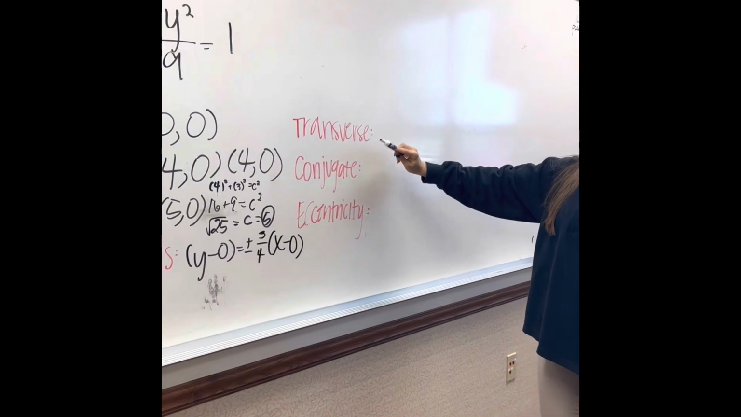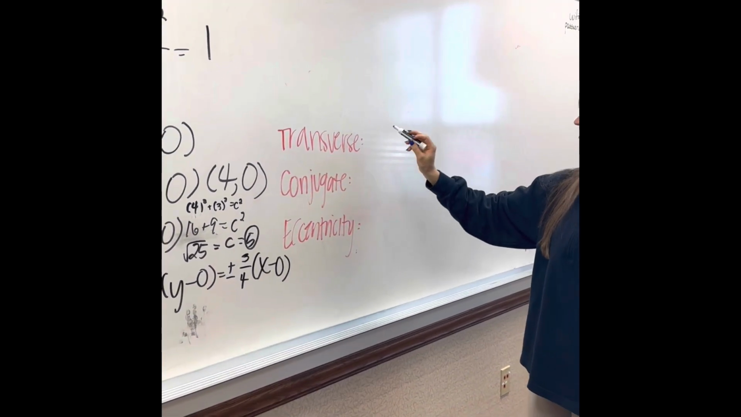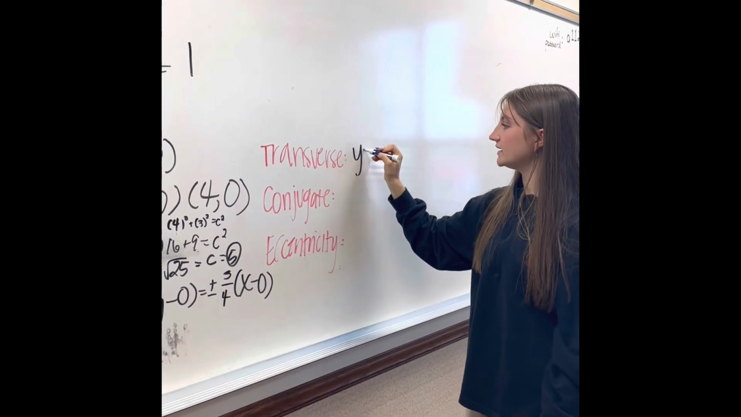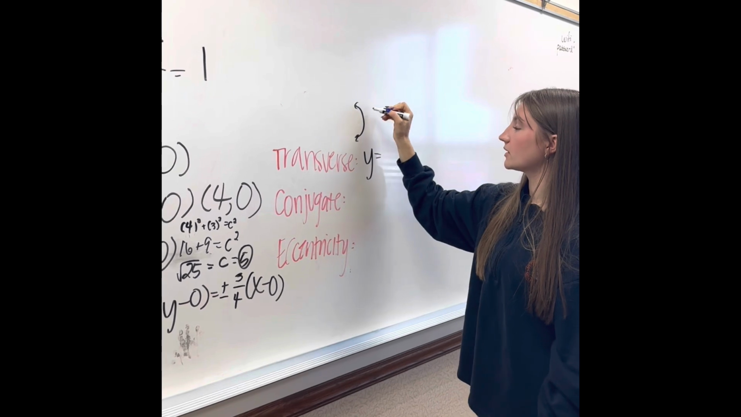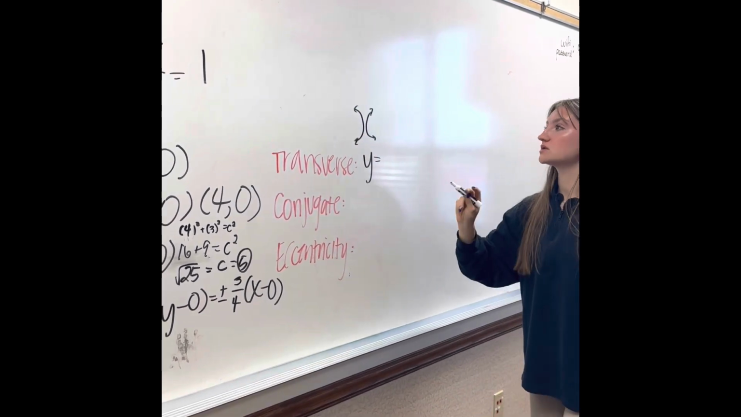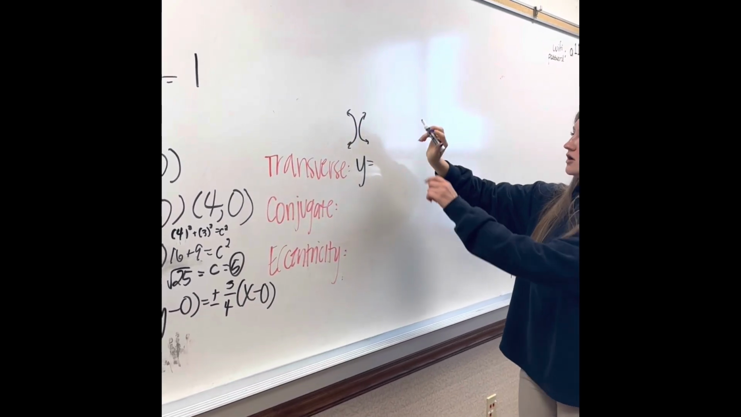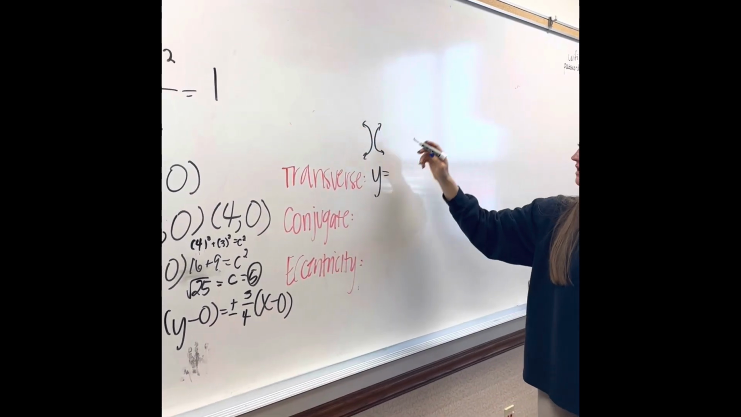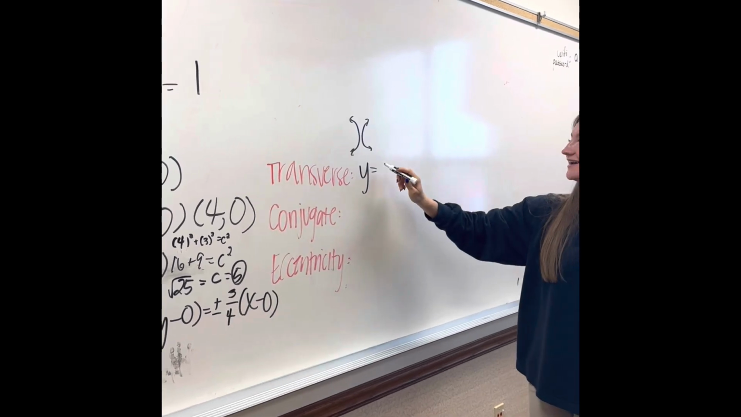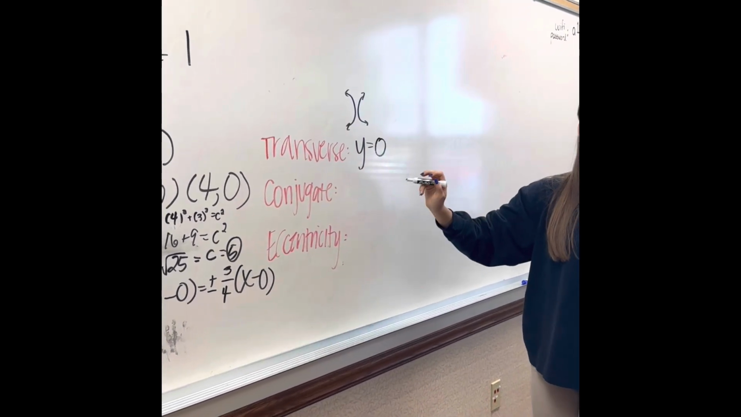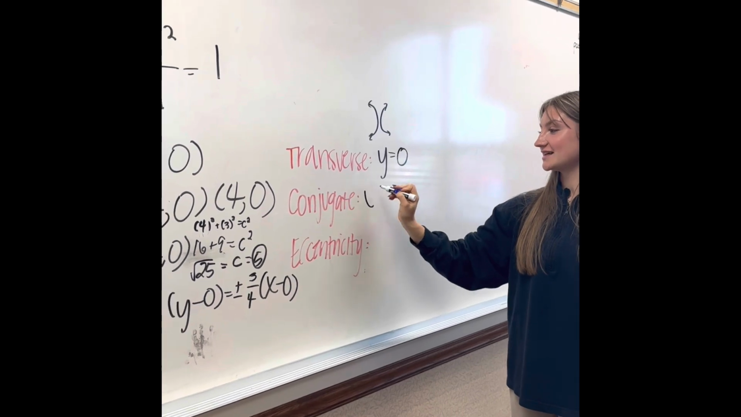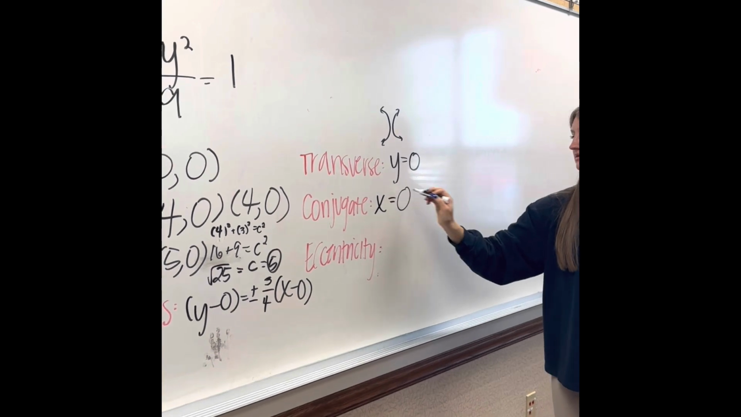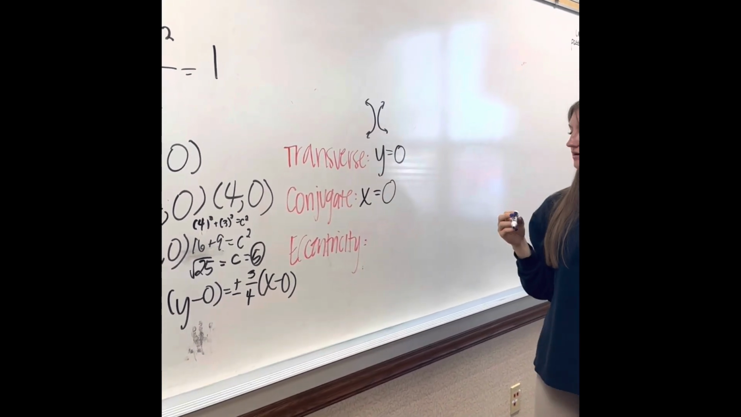Okay, now for the transverse axis equation. Remember, the equation is y equals when it's a horizontal hyperbola. You would think it would be x equals, but it's not. It's going this way, which is technically going through the y-axis at one point. The y would equal 0 then, because it equals k. And then on the conjugate axis, it's x equals when it's horizontal, and that equals 0 also because the center is (0, 0).